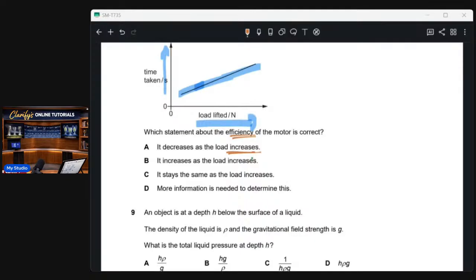Then, here it decreases. Efficiency, it increases. No, it doesn't increase. It doesn't decrease. It stays the same. That is why that graph is constant. It stays the same, yes. More information is needed, no. So this is going to be C. Are we together, everybody? Wait, let's see. It stays the same as the load increases.